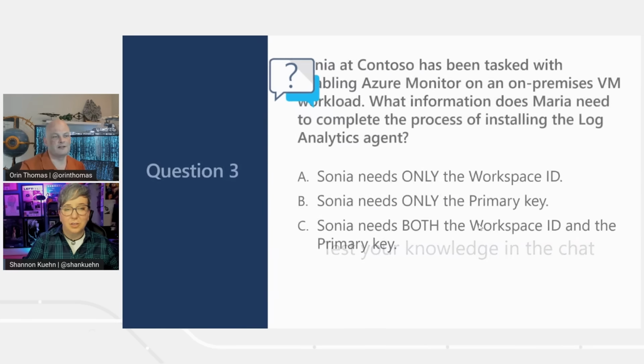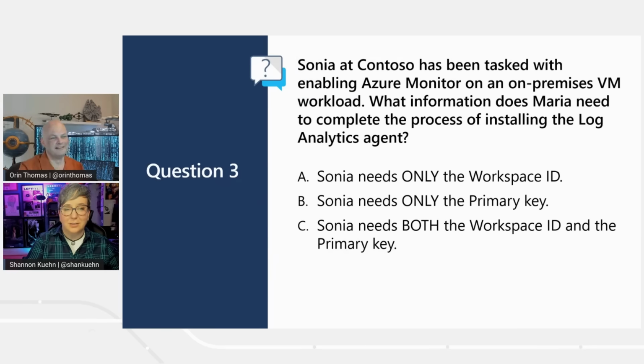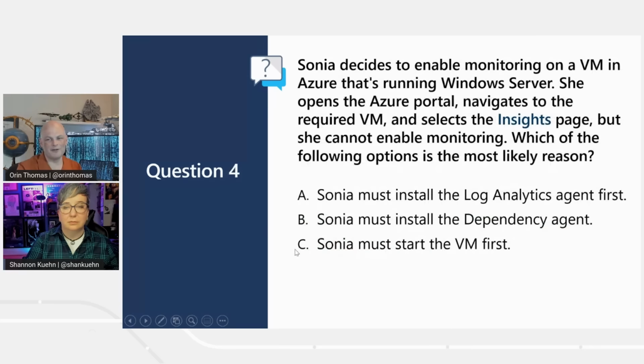Okay. So, knowledge check. Sonia at Contoso has been tasked with enabling Azure Monitor on an on-prem VM workload. Oh, this is Sonia. I should have changed Maria to Sonia there. What information does she need to complete the process of installing the Log Analytics agent? So if I watched the demo correctly, I don't think A is right, because that's not the only thing Sonia needs. And I don't think B is right, because that's not the only thing Sonia needs. I think she needs C. She needs both the workspace ID and the primary key. Absolutely correct. And we're almost done.